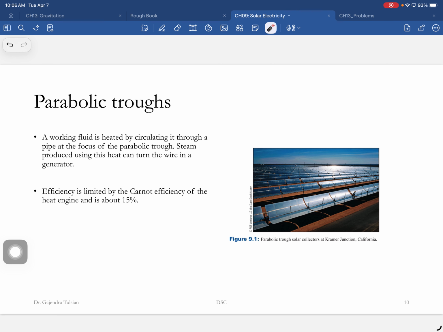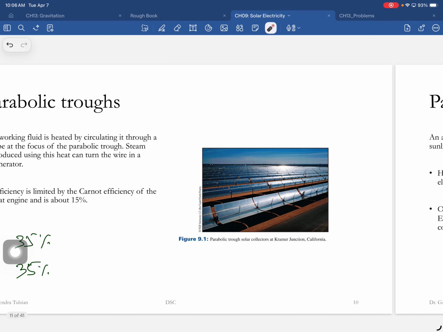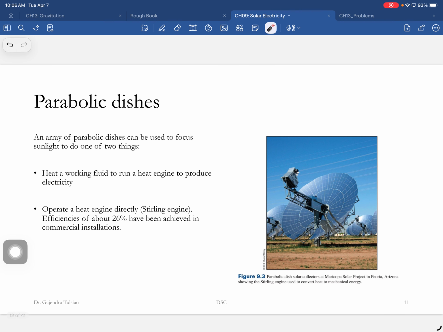In the Stirling engine, efficiencies of about 26% have been achieved in commercial installations. The advantage of a Stirling engine is there are fewer moving parts, and all you need is gas to run them. So these are long-lasting engines. They use the heat of a working fluid to run a heat engine to produce electricity.